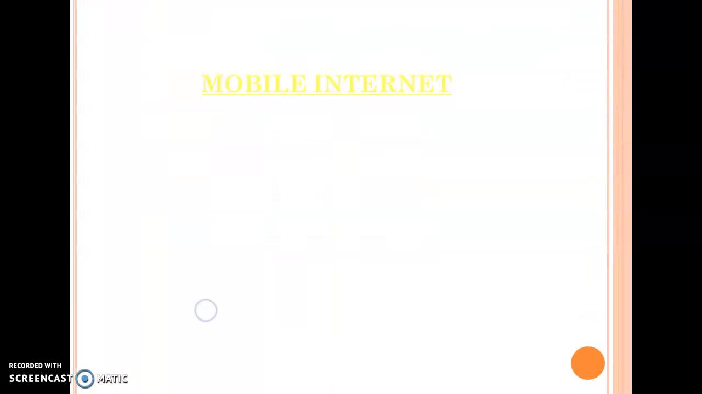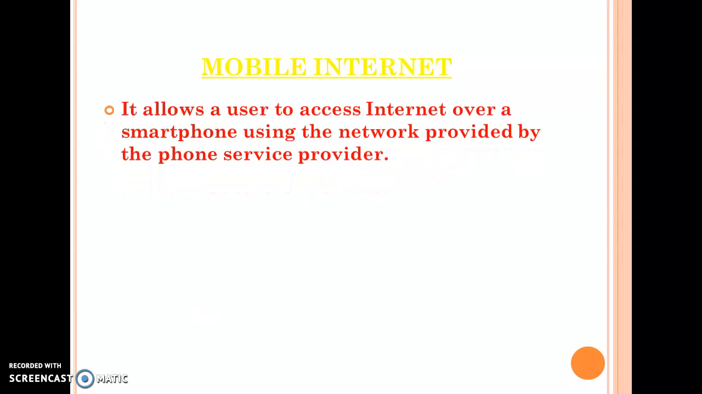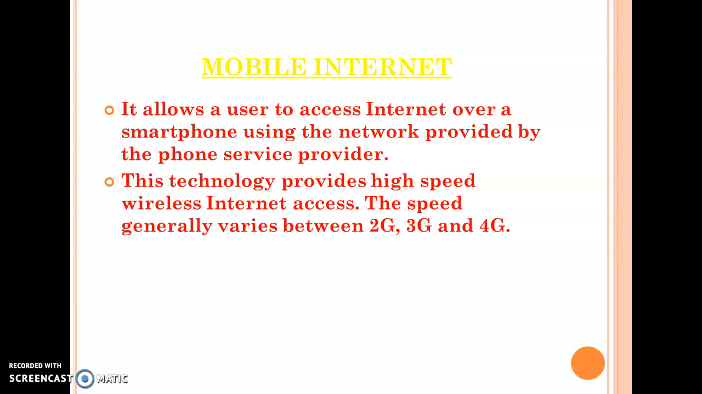Mobile Internet. Mobile Internet allows a user to access Internet over a smartphone using the network provided by the phone service provider. This technology provides high-speed wireless Internet access. The speed generally varies between 2G, 3G and 4G.